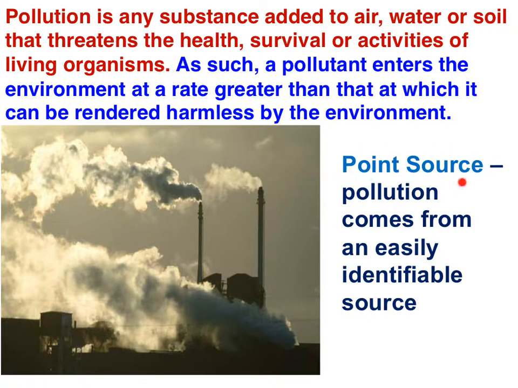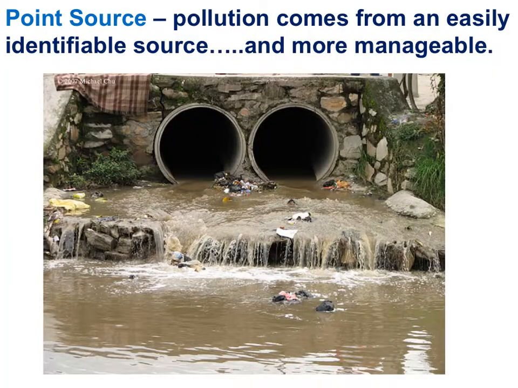Point source pollution comes from an easily identifiable source, such as this smokestack. Point source pollution is potentially easily managed because the source is clear and subject to regulation or a solution of some kind. Point source pollution comes from an easily identifiable source, such as these sewage pipes. It is potentially better managed, as the source is clear and thus subject to regulation or a solution.